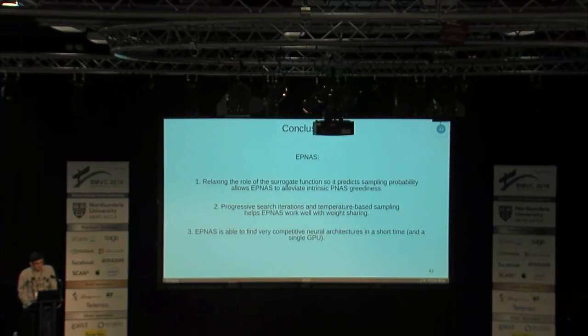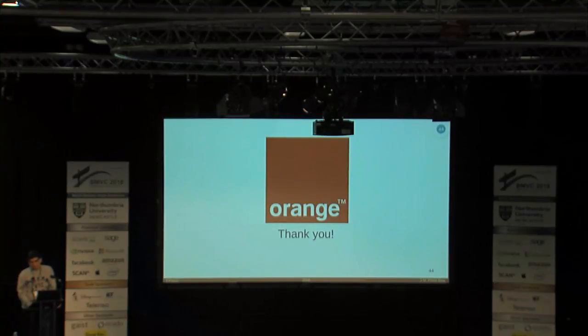In conclusion, we found out that relaxing the role of the surrogate function, so it predicts sampling probability, allows IBNAS to alleviate the intrinsic greediness of progressive neural architecture search. We also found out that search iterations together with temperature-based sampling help IBNAS work well with weight sharing. And finally, IBNAS was able to find really good architectures in comparison with the other methods. So, thank you.